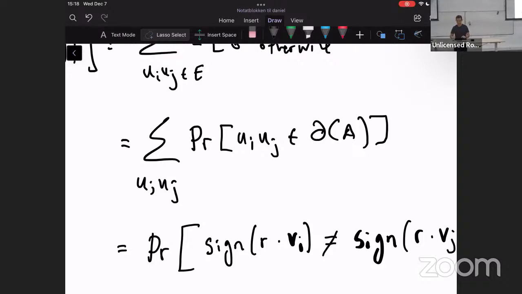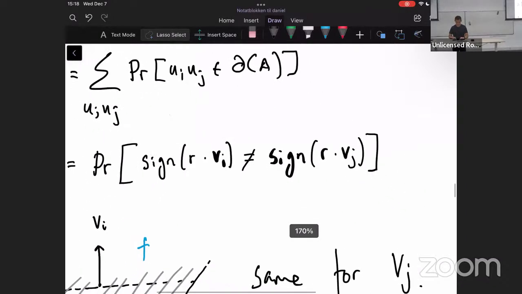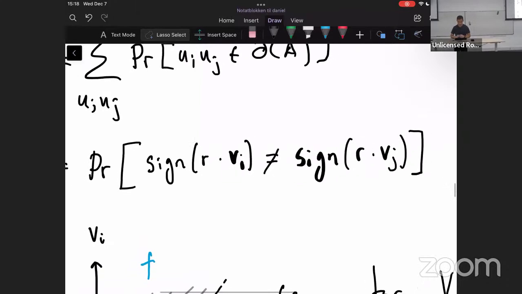All right, but that is nothing but the probability that the sign of r times vi is not equal to the sign of r times vj. Yeah, because the sign of r times vi determines whether vi goes left or right. The sign of r times vj determines whether vj goes left or right. And what you want is for the two signs to be opposite. Then they go on opposite sides of the cut.